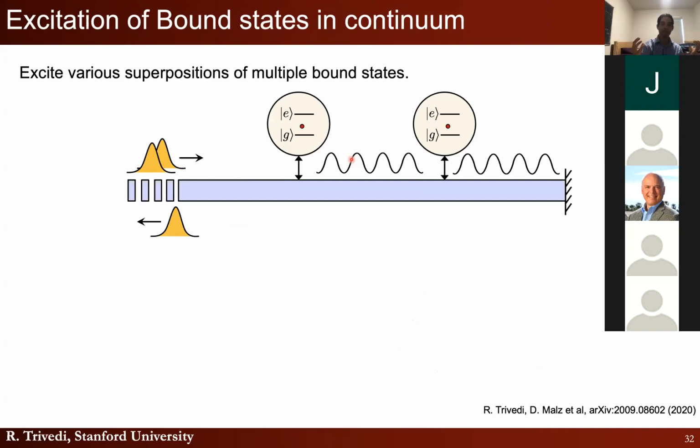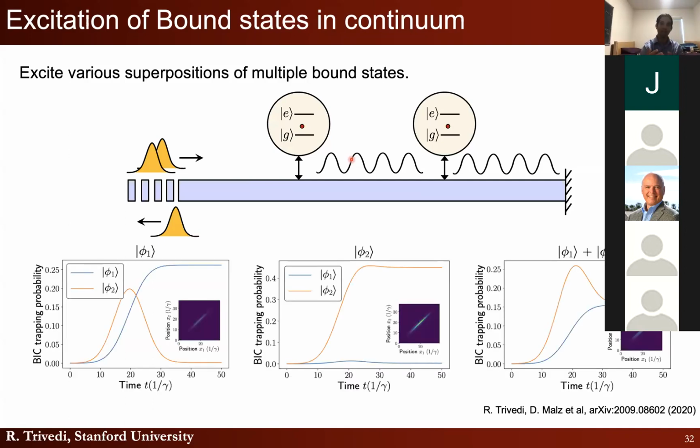And if you take multiple emitters, instead of just thinking about one emitter, you can think about 2, 3, 10, or 100 emitters, and you can expand the size of your quantum memory. And you can store different superpositions of these bound states in order to store different pieces of quantum information. And again, using the scattering theory framework, we could in fact design photon wave packets that could excite various superpositions of these bound states. So we could map the quantum information that is present in these two photon states into quantum information that is stored in these bound states.